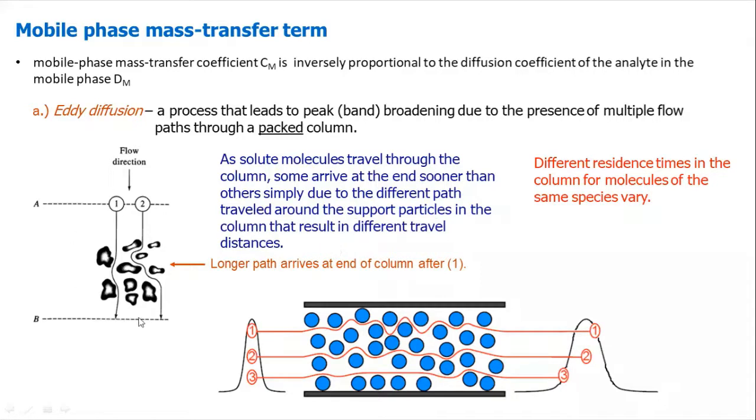So for example, in this picture, si 1, lahi siya og path nga agian kaysa kang 2. So, makita ninyo, mas difficult ang path nga giagian ni 2. So, mas dali gid nga moabot si 1 compare kang 2. So, mao na ang pasabot sa eddy diffusion. So, longer paths arrive at end of column after 1. Mas una gid si 1. So, the different residence times in the column for molecules of the same species vary.